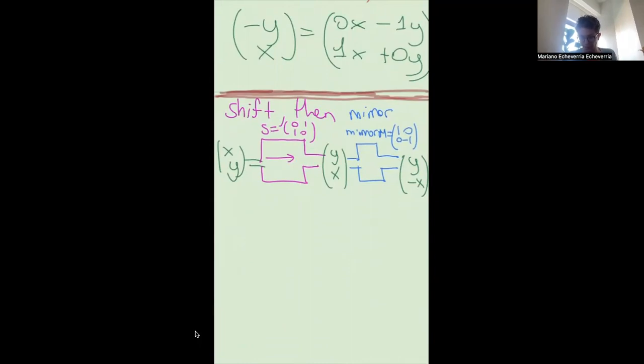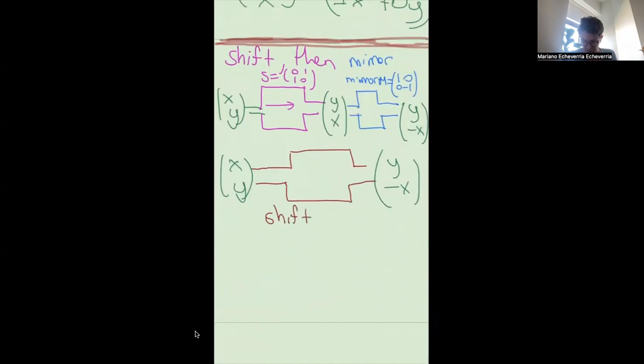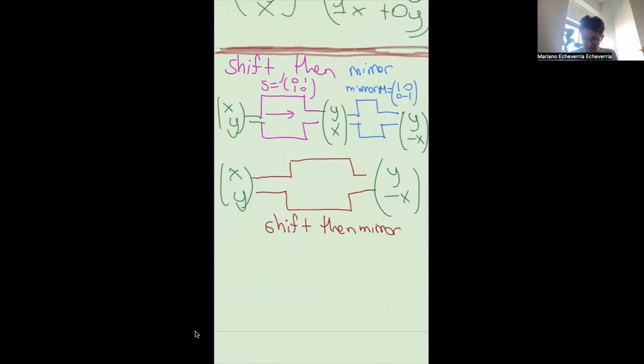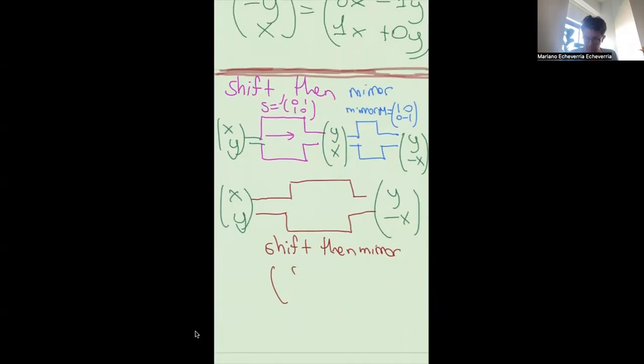And let me also emphasize this with a diagram. You could have a single machine that represents these two together. So you have x, y here, and then you have y, minus x here. This can be represented by a single machine, which we can call shift the mirror. And that matrix is the matrix what? 0, 1, and negative 1, 0.